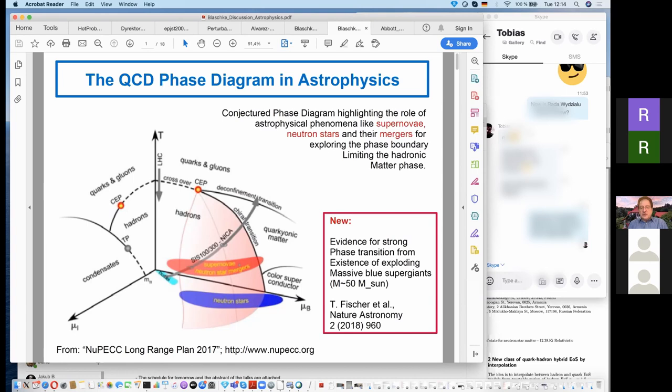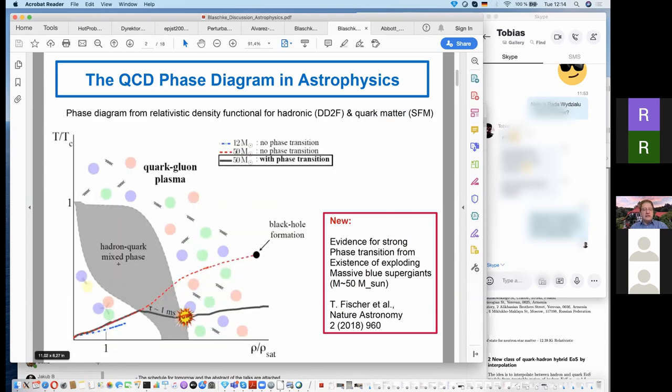And there's one work which I would like to draw your attention to by Tobias Fischer and collaborators. It appeared in Nature Astronomy recently. And actually the claim and the demonstration of this paper is that a phase transition could play the role of an engine that explodes supernovae which emerge from highly massive blue supergiants, progenitor stars of 50 solar masses. And to the best of my knowledge, there is no alternative mechanism which could explode stars in that mass range.